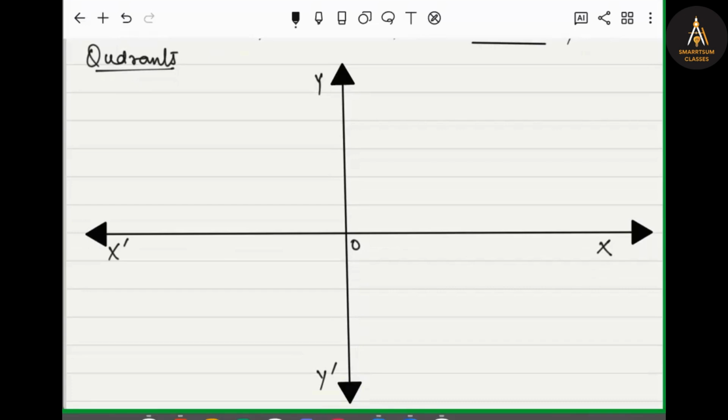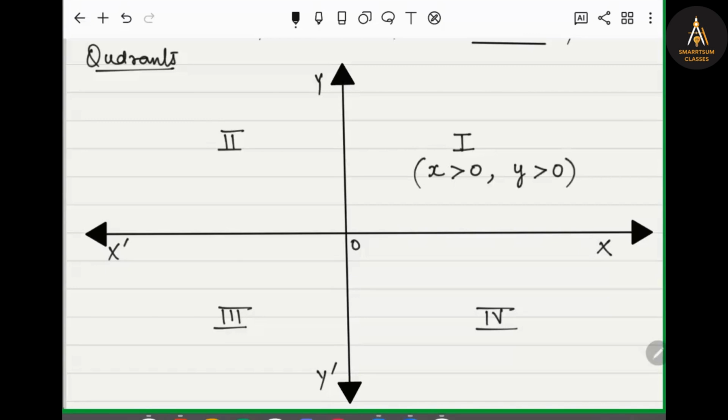The names of the quadrants are: the first quadrant, second quadrant, third quadrant, and fourth quadrant. These are fixed names. For the first quadrant, what will be the values of the x coordinate and the y coordinate of a point? In this quadrant, x is always greater than 0, and y is also always greater than 0.